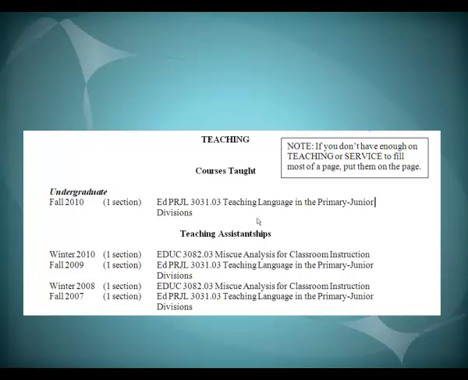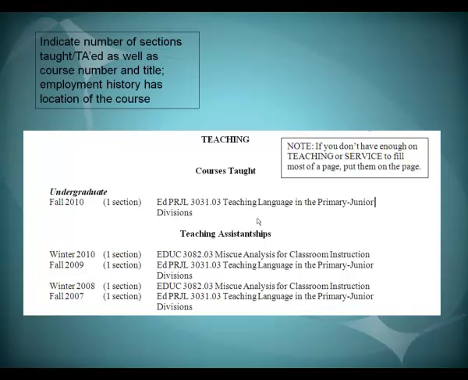Teaching. This is a new section of your CV. Now, if you don't have enough teaching or service to fill most of a page, put them together. Even though I told you at the beginning, put each on its own page. Here I'm telling you the opposite. And the reason is you don't want to have like 2 inches and then go to a new page.